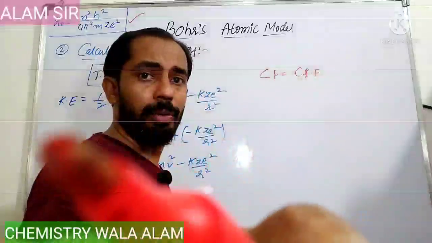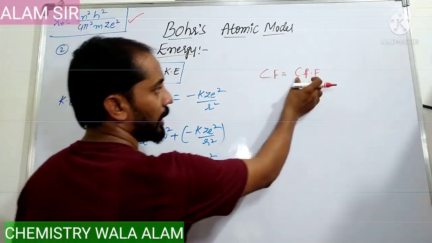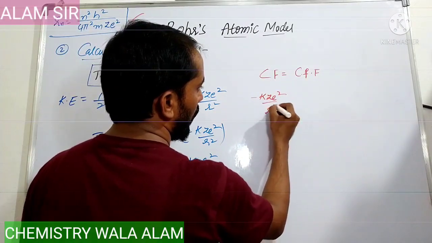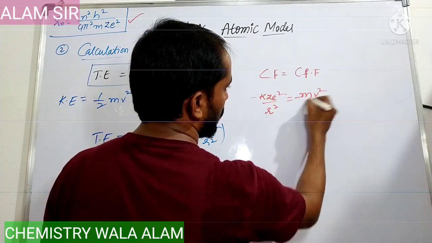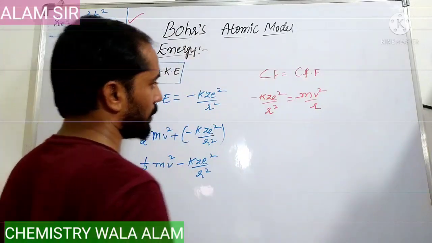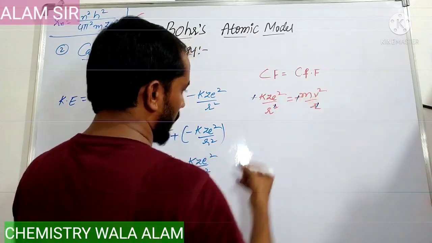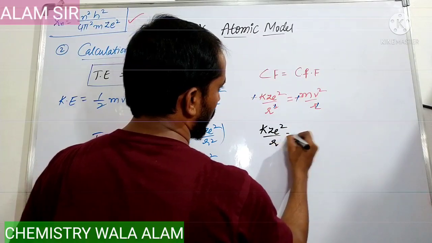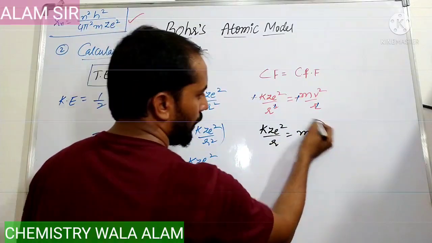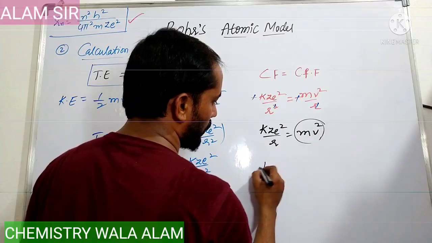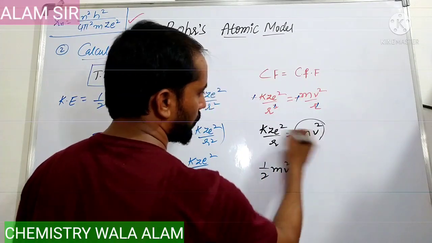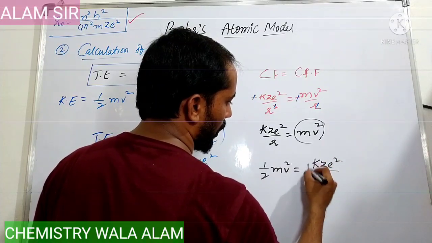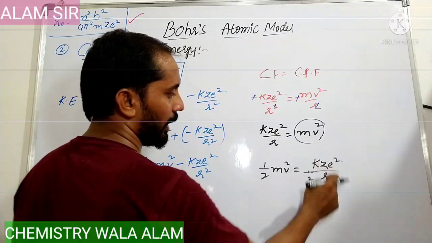In an atom, the Coulombic force is equal to the centrifugal force, so minus kze square by r square is equal to minus mv square by r. From this, the r gets cancelled and the minus signs get cancelled. So kze square by r is equal to mv square. Now this mv square can be made half: half mv square is equal to kze square by r into half, that means kze square by 2r.